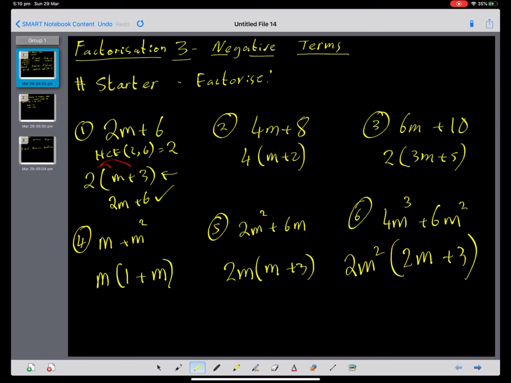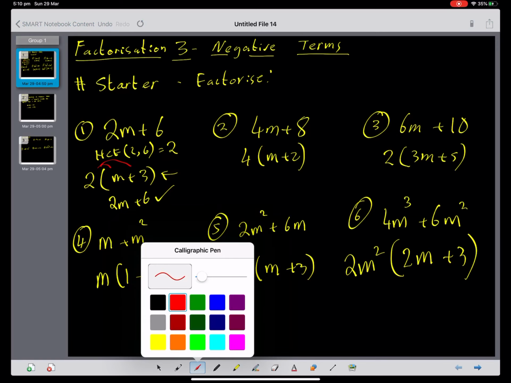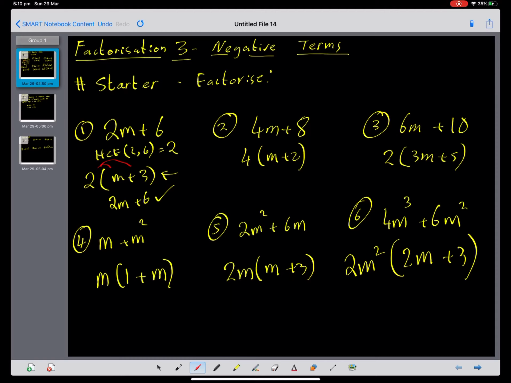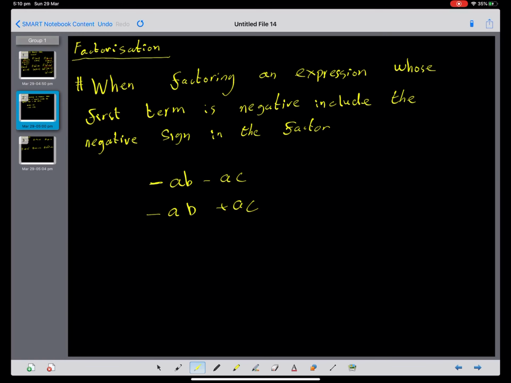Okay, so these are the solutions, and let's choose one to multiply out to make sure we do have the right answer. So here we get 6m plus 10, so we know it's right. Let's choose another one for argument's sake. Okay, so here we get 4m cubed plus 6m squared, so we know that's right. Okay, so let's have a look at negative terms.